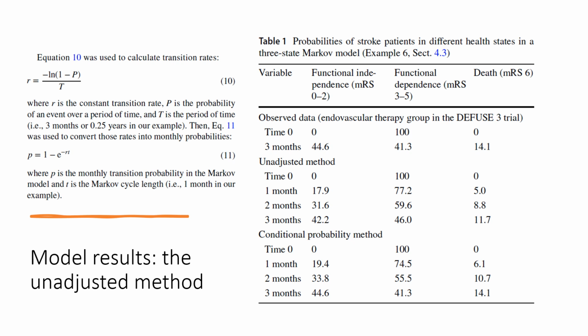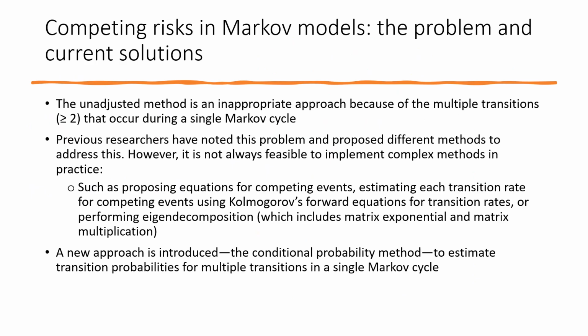When using the unadjusted method with equations 10 and 11 for the Markov model, we found that the model outputs were not consistent with the observed data. The unadjusted method is an inappropriate approach because of the multiple transitions that occur during a single Markov cycle. Previous researchers have noted this problem and proposed some methods to address it, such as proposing equations for competing events, estimating each transition rate for competing events using Kolmogorov's forward equations for transition rates, or performing eigendecomposition. But it is not always easy to implement these complex methods in practice.